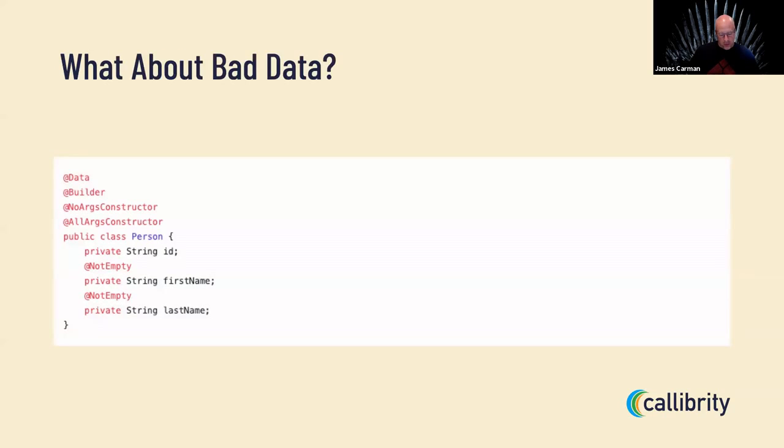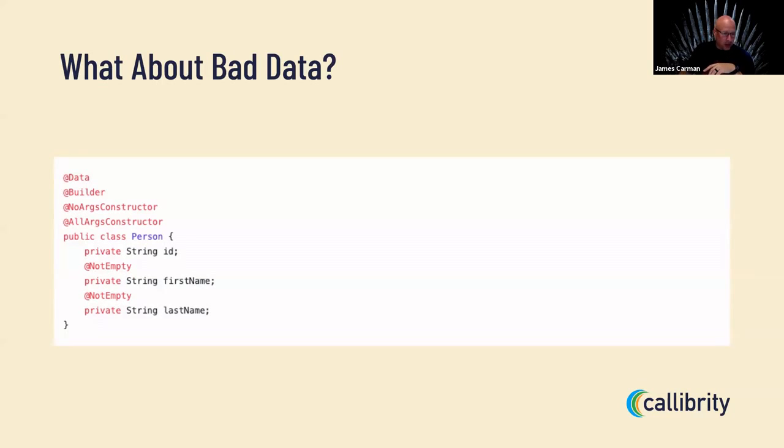Now, with MicroProfile, we also get support for Java Bean validation. So in our applications, typically, you want to make sure people aren't sending you bad data. You don't want to put bad data in your database. So we can actually use the Java Bean validation specification.